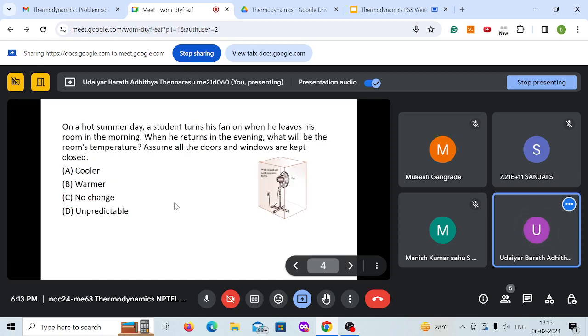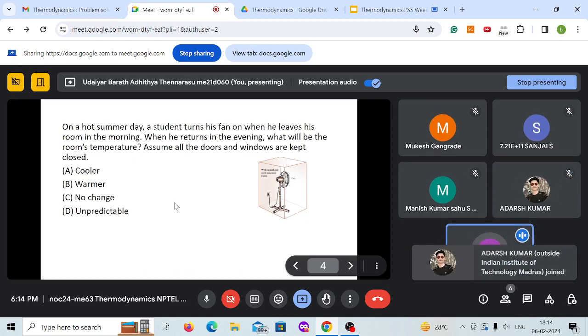Okay. So next question is: on a hot summer day, a student turns his fan on when he leaves his room in the morning. When he returns in the evening, what will be the room's temperature? Assume all the doors and windows are kept closed. We can also think that the room is closed and insulated, so it's easier for you to understand. Your fan is running, your room is all closed, and just the electrical supply is there, you are plugging in the fan and the fan is on. So what do you think will happen? Will the room be cooler? Will be warmer? There will be no change, or D, unpredictable? What do you think will be happening?